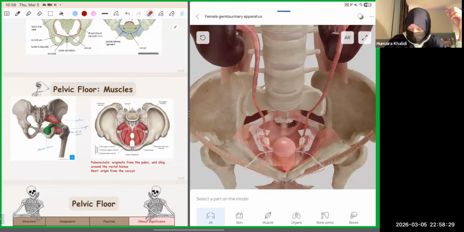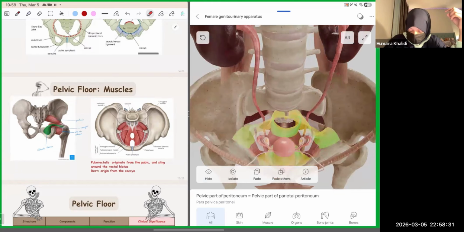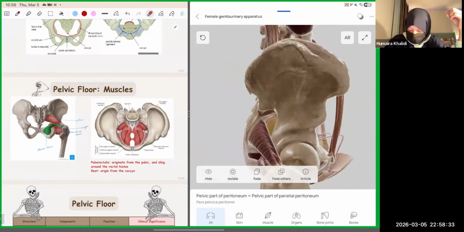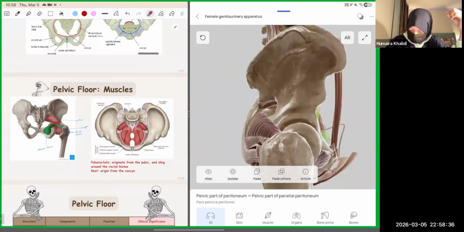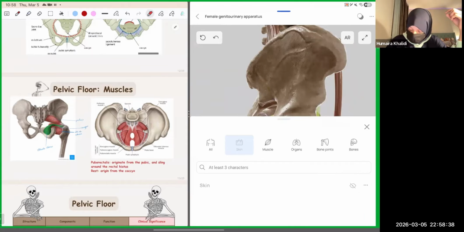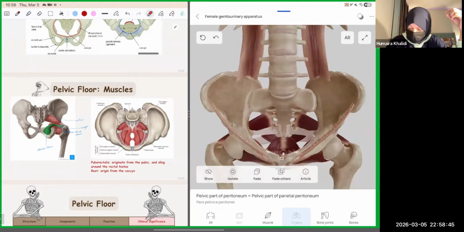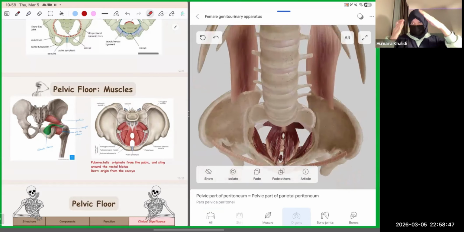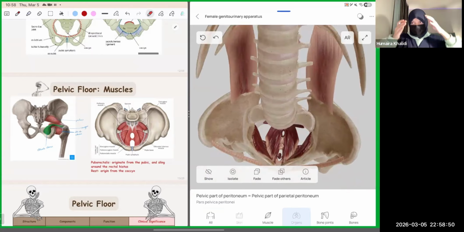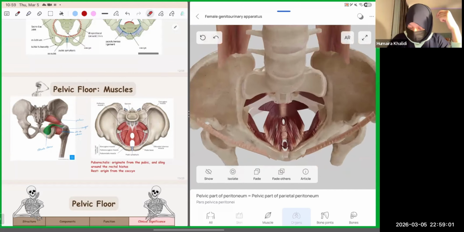Okay? You have a fascia first, and when you take the fascia off, you're gonna see the muscles. I'm gonna do hide skin, and I'm gonna do hide organs. Yeah, now we can see only the muscles. Okay, now this is the pelvic inlet. So how am I looking at everything right now? From the top. Let's say that I removed all the organs and I'm looking from the top inside. Okay, this is the posterior part and this is the anterior part.